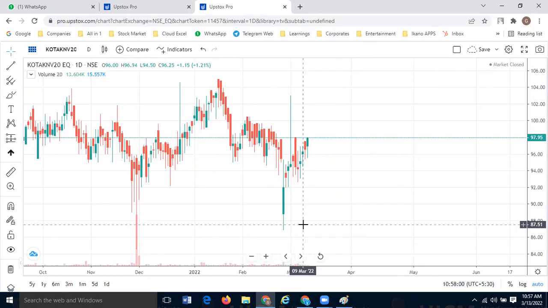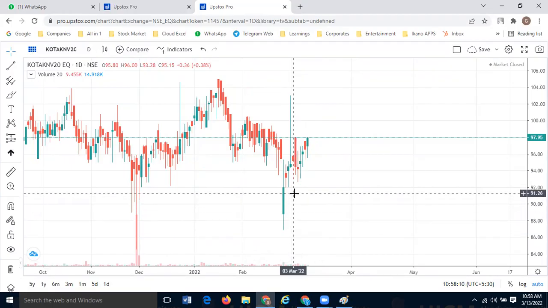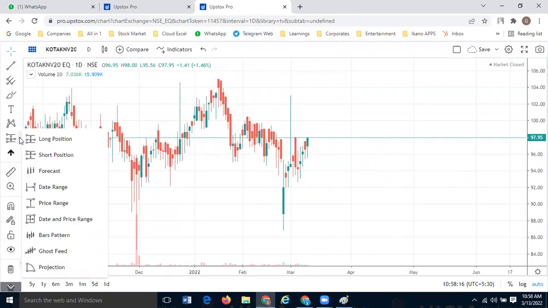It is not a lottery I am playing. These are scientific tools. Okay, so here you will see that it has taken a support on 86.84, and then it has bounced back. So if I want to see the percentage, there is a chart available. I'll see how much it has bounced back.